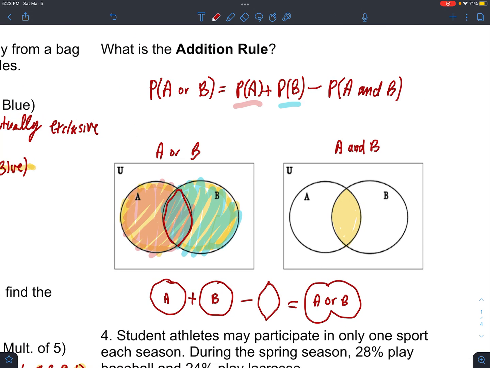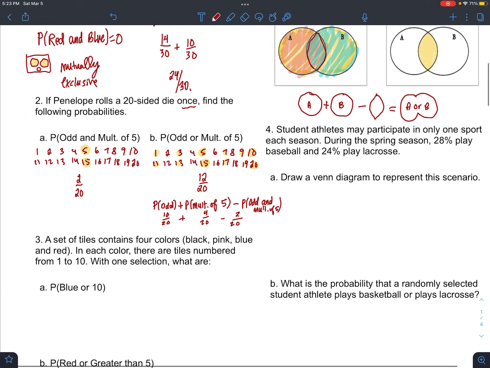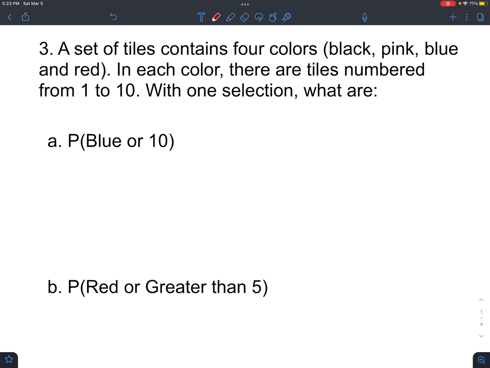I'll leave it at that. But this formula is really crucial. I'm going to give it to you on the test. It's given to you on the test. It's the only probability rule that's given. So you will have that. Okay. So let's practice it here so we know how to use it.